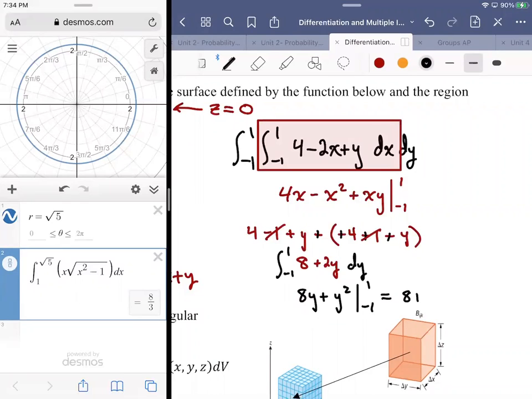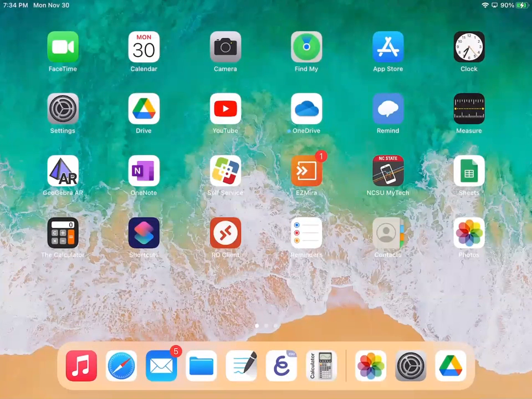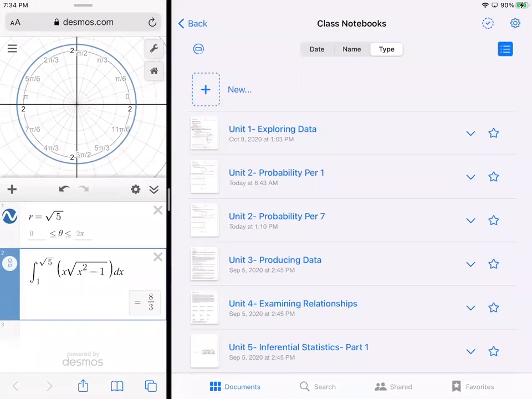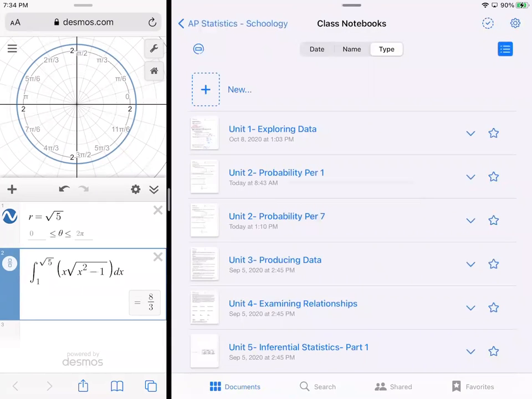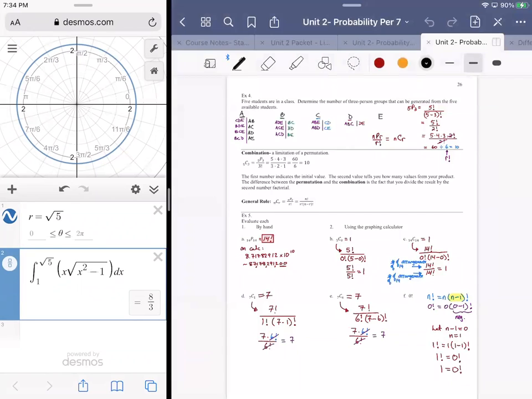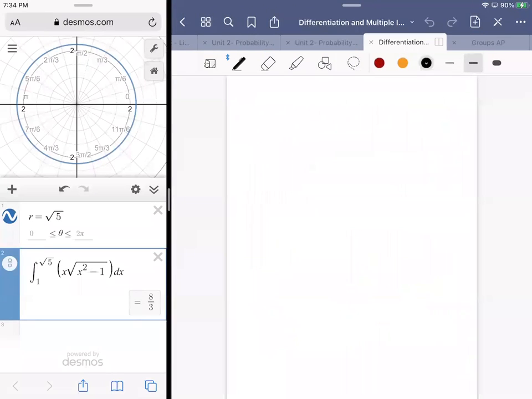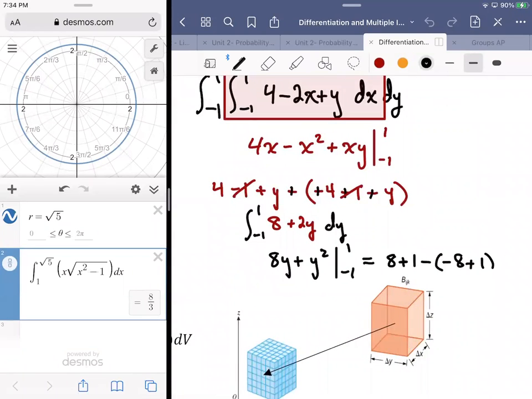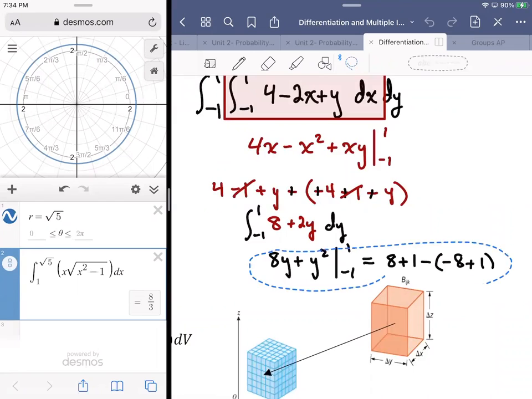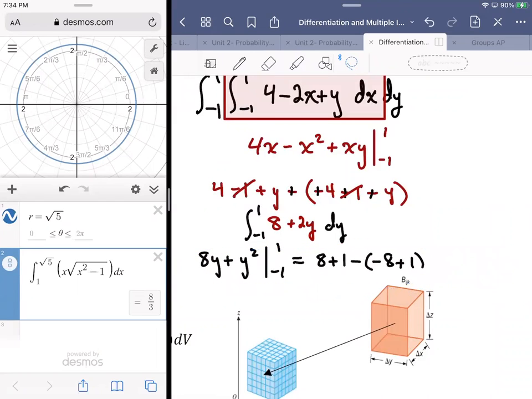So 8 plus 1 minus, and we have a -8 plus 1. So it looks like just a 16. Oh, it crashed on me. What on earth? So weird. Oh, at least we saved it. Yeah, so 16 would be our final answer, 16 cubic units.